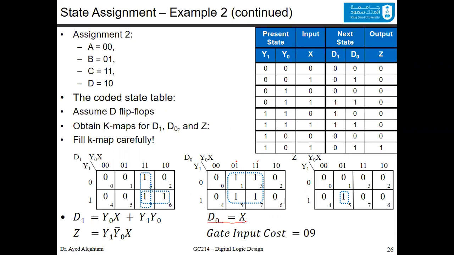Instead of having 3 terms as in the previous slides, each term with 3 variables, now we have only 1 term with 1 variable. For D1, you have those 2 together and those 2 together, and there will be 2 terms. Each term will have 2 variables. The input cost now is reduced from 22 to only 9. You can count 1, 2, 3, 4, 5, 6, 7, 8, and you have 1 more term to make it 9. So the cost is reduced by a great number because of the state assignment.